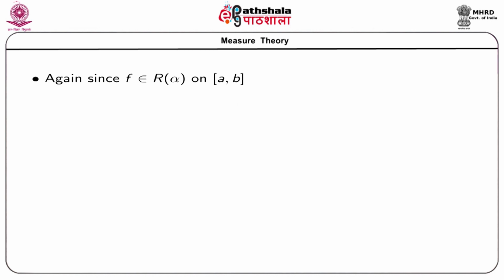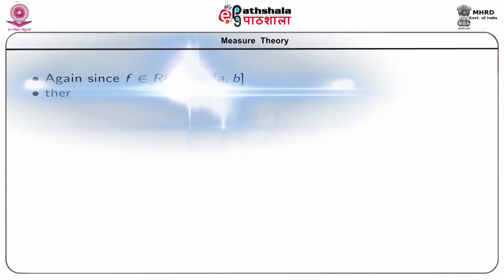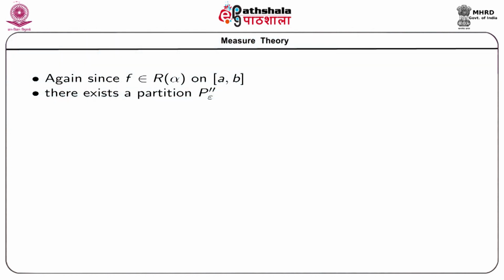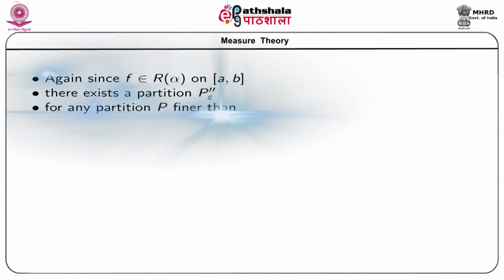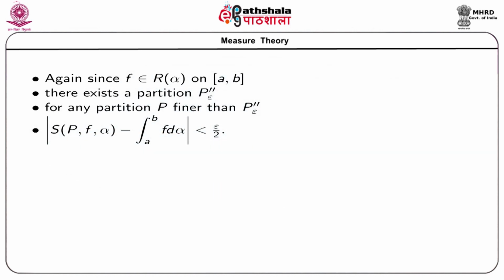Again, observe that the function f remains Riemann-Stieltjes integrable with respect to the integrator alpha on closed interval a b. So, from that criteria we can find another partition p double dash epsilon such that for any partition p which is finer than p double dash epsilon, we have mod S P F alpha minus integral a to b f d alpha is less than epsilon by 2. So, we have now two partitions p dash epsilon and p double dash epsilon for the same epsilon greater than 0 given.